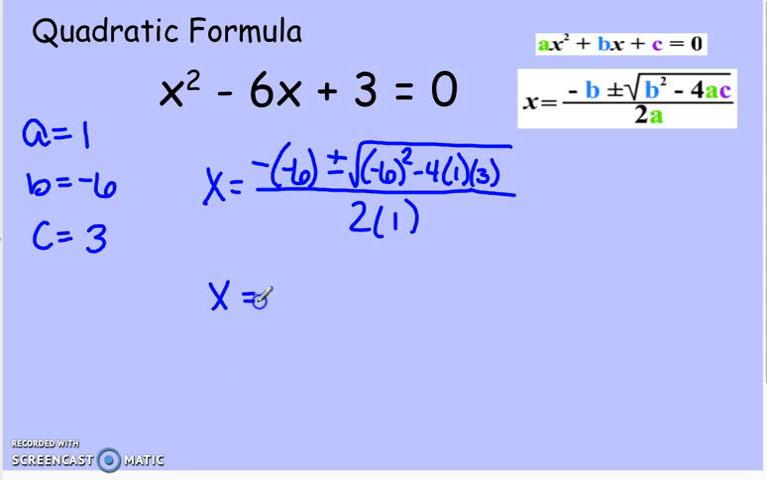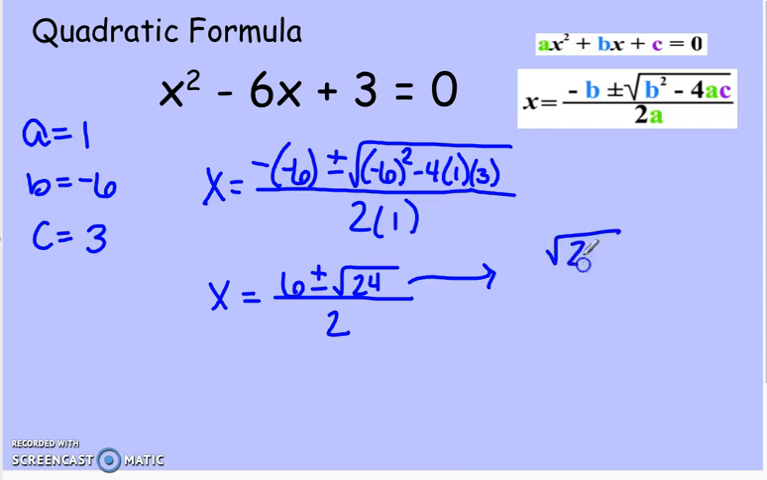Next step is to simplify each part of the fraction. Negative negative 6 is 6, plus or minus the square root. Negative 6 squared is 36, 4 times 1 times 3 is 12, and 36 minus 12 is 24. Again, you can plug that into your calculator if you want, and simplify the bottom. 2 times 1 is 2. Our next step is to simplify the radical. Now, I like to bring that outside of the fraction and just do it over here so I'm not confused by the fraction.